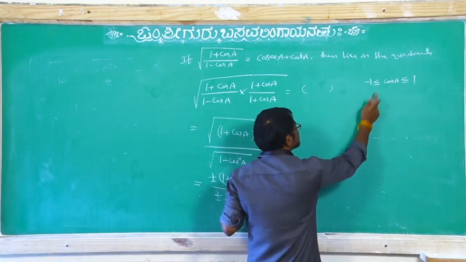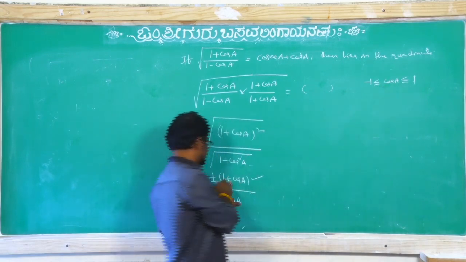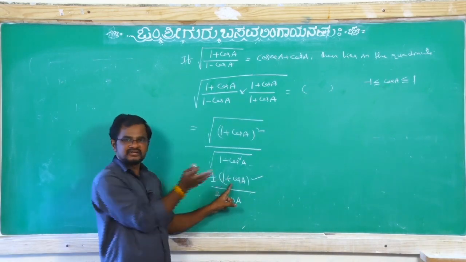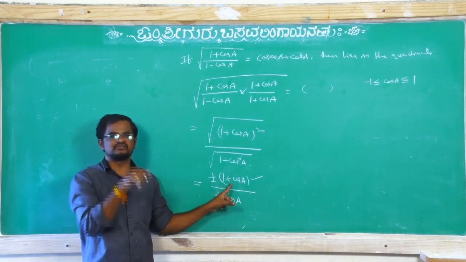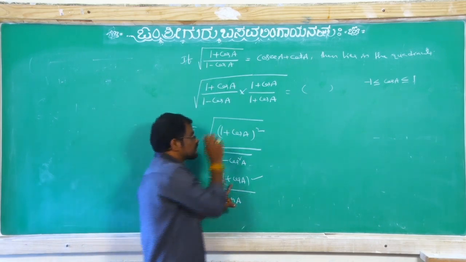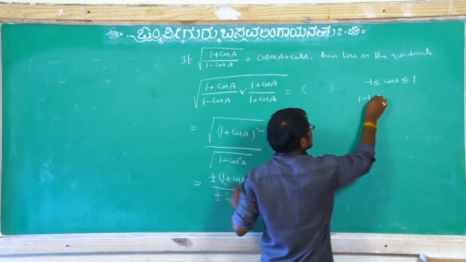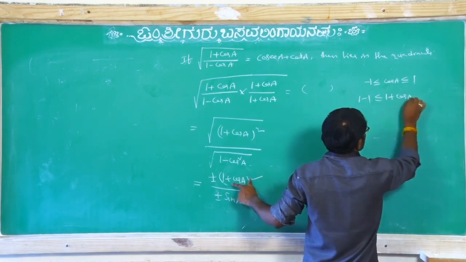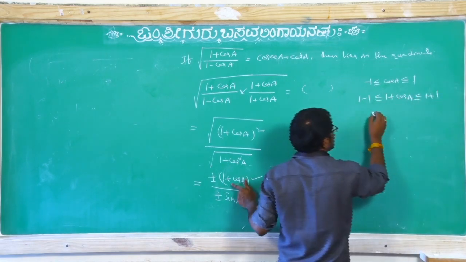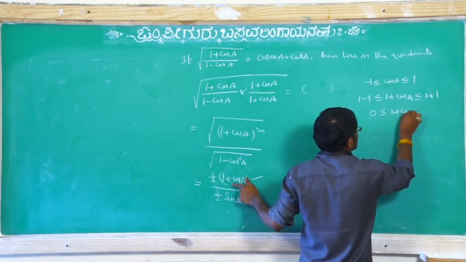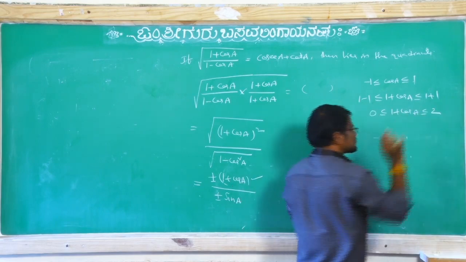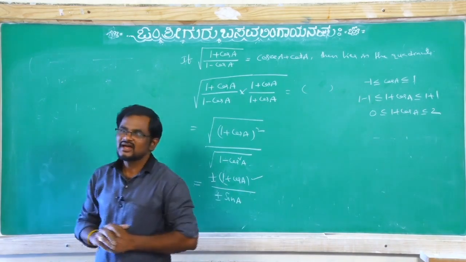Now plus only there, no? Here plus is there. Add 1. In the previous problem, minus was there, multiplied with minus. Here no need, so plus 1. So 1 minus 1 less than or equal to 1 plus cos A less than or equal to 1 plus 1. 0 less than or equal to 1 plus cos A less than or equal to 2. There is no negative. This is also non-negative.